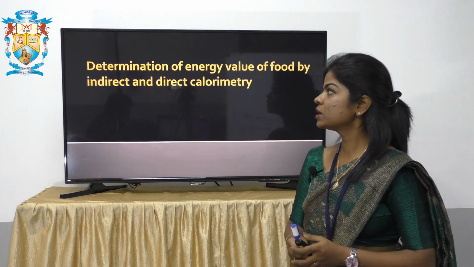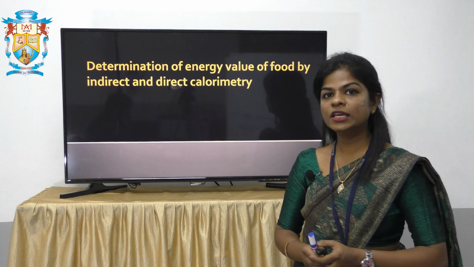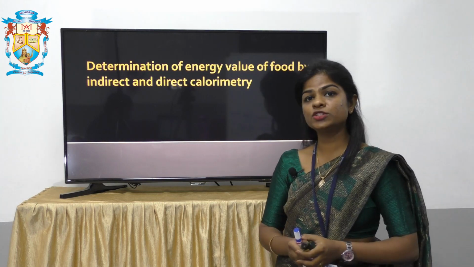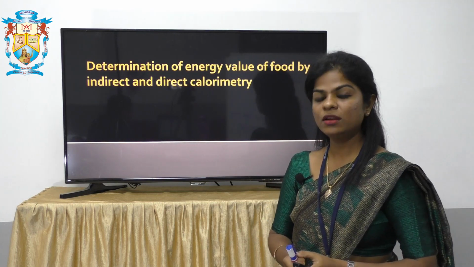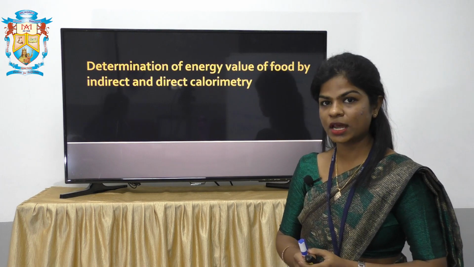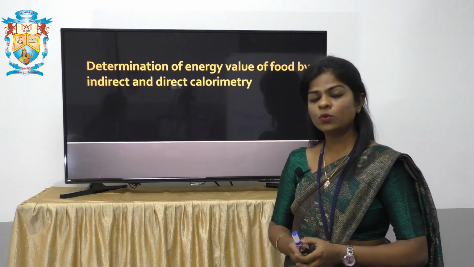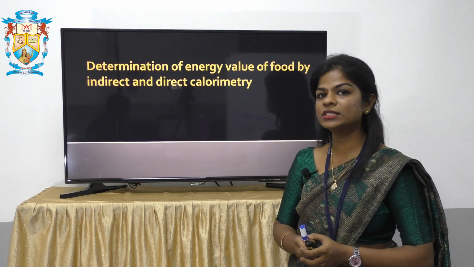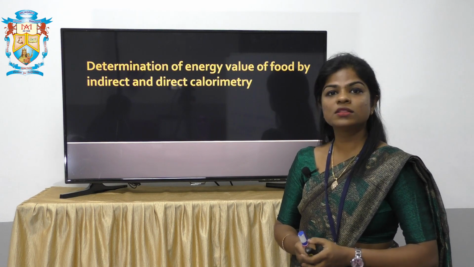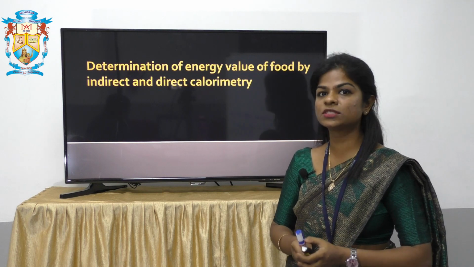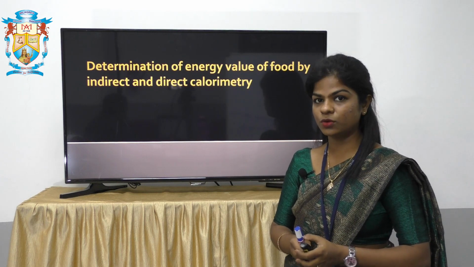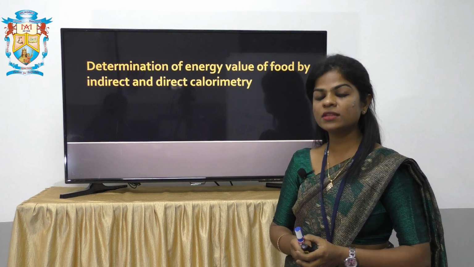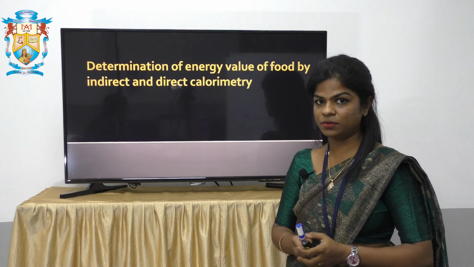So first one is direct calorimetry. Here the principle is few chemical changes take place when carbohydrate or fat is oxidized during respiration in the body, which is exactly similar to the chemical changes where the chemicals are burnt in air. So basically the amount of energy which is released from the food or used by an individual is measured by the amount of heat generated.